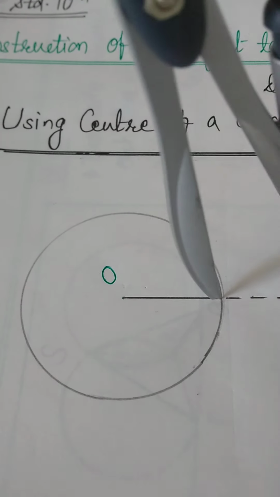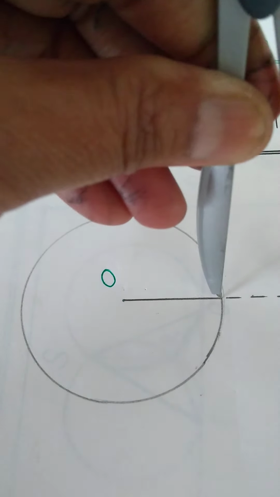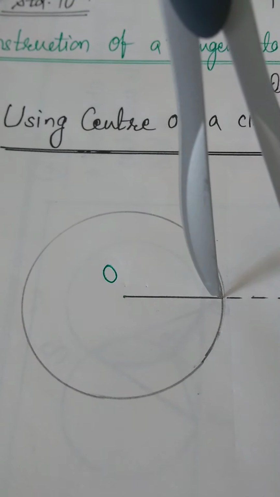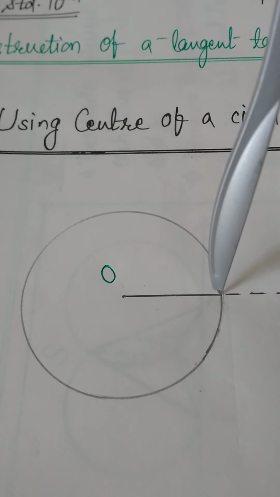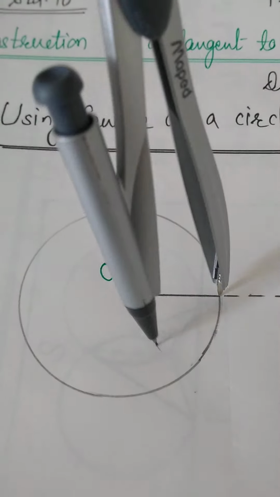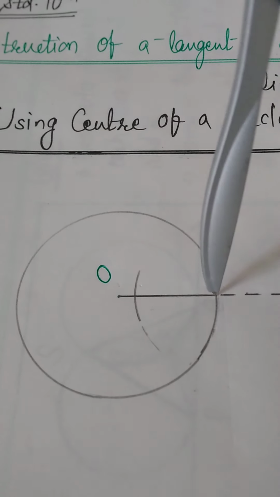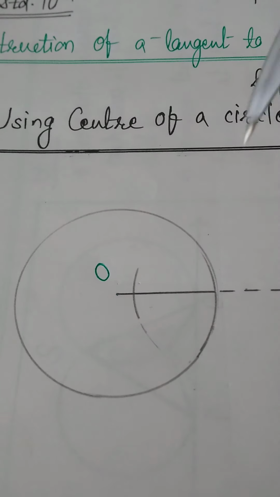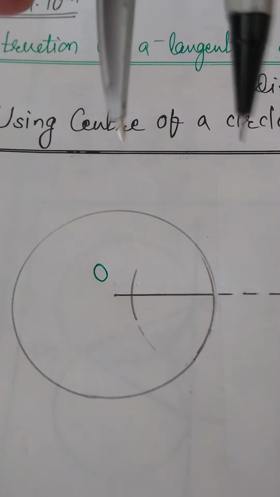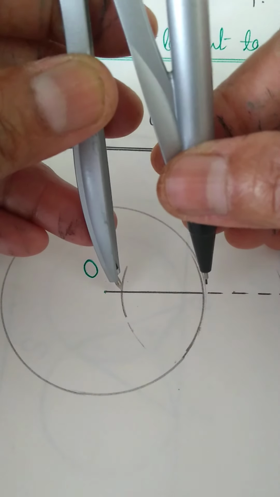Put one leg of the compass on the intersecting point of the circumference of the circle and the ray, and draw arcs from both the sides. It means there is a formation of a line segment between these two arcs.